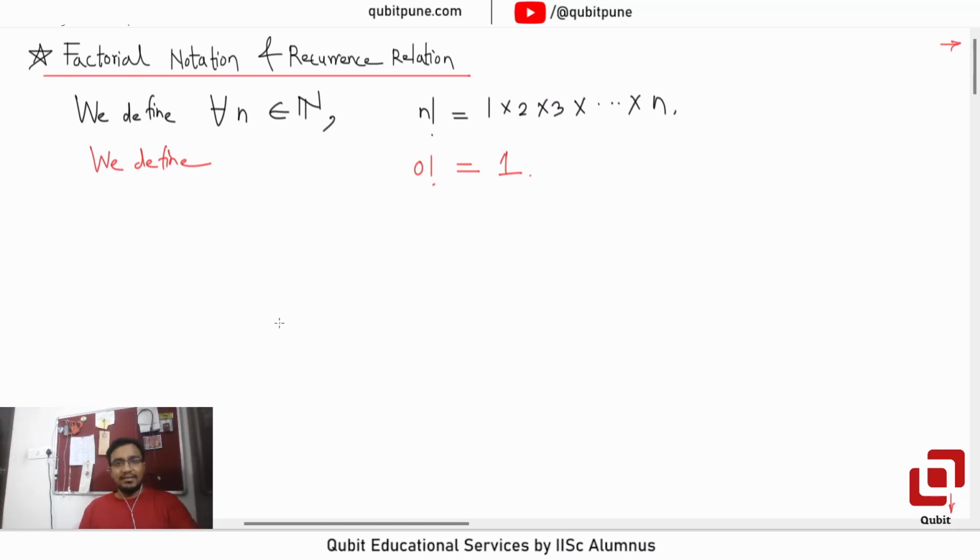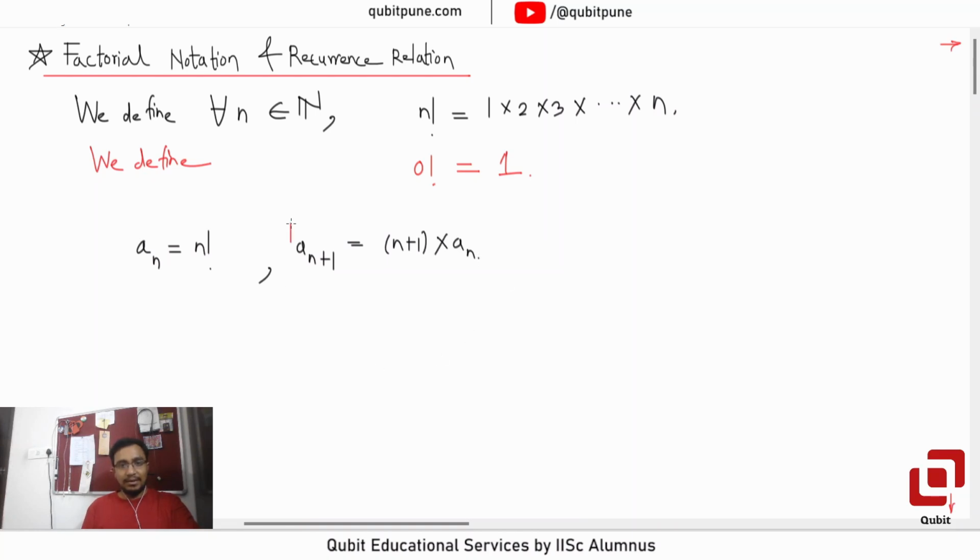And there is this recurrence relation, because if you see, factorial notation is a function whose domain is the set of natural numbers, so it is actually a sequence and therefore a progression. So if we call a_n as n factorial, I can say that a_(n+1) is equal to (n+1) into a_n.